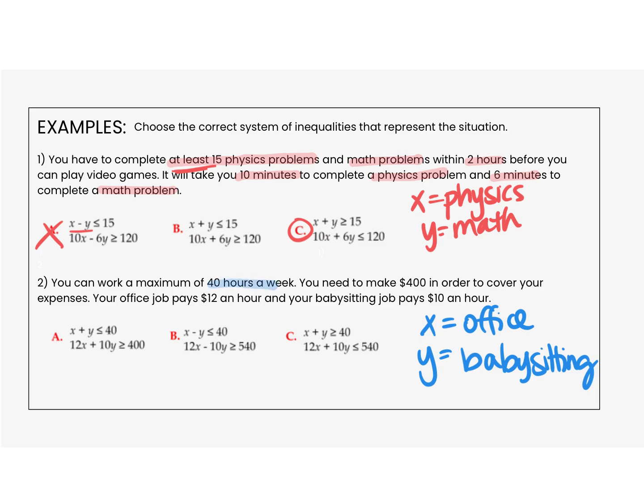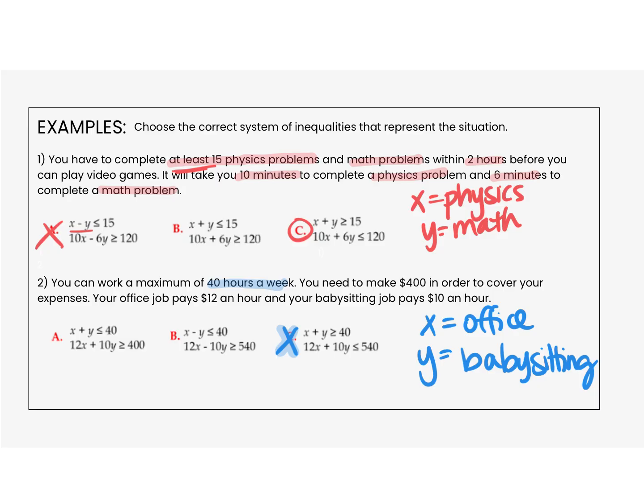So I can work a maximum of 40 hours a week. That means I would have to work no more than that, right? So anything would have to be less than or equal to 40. So I think we can cross out C right away because that's saying greater than or equal to 40, but we can't go over 40 hours a week. So that one won't work.